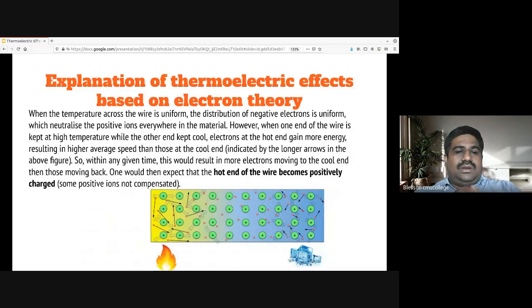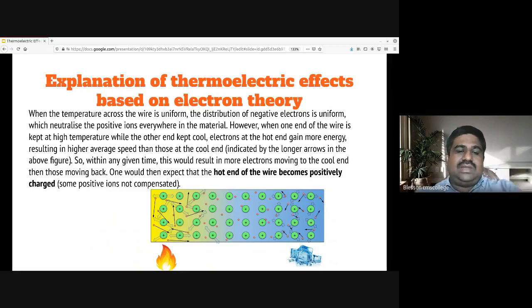So what will happen? In general, the distribution of the electrons is free. There will be an equal number of free electrons and ions in a particular portion of the solid, and overall that portion will be neutral. But when we apply temperature, or give energy to one part of the material, what will happen? The electrons at that part will gain more energy and will have a higher average speed than those at the cooler end. So free electrons at the hot end where we apply the heat.